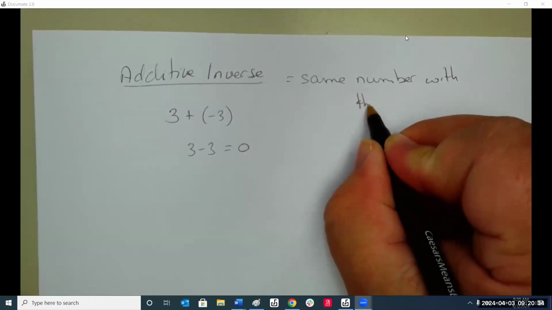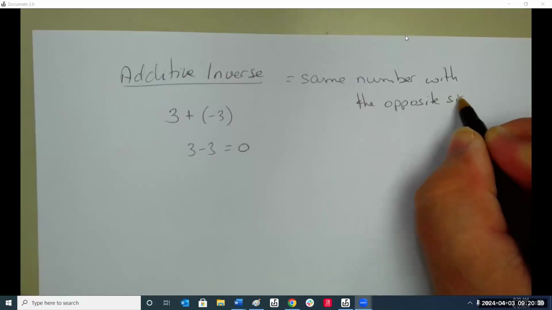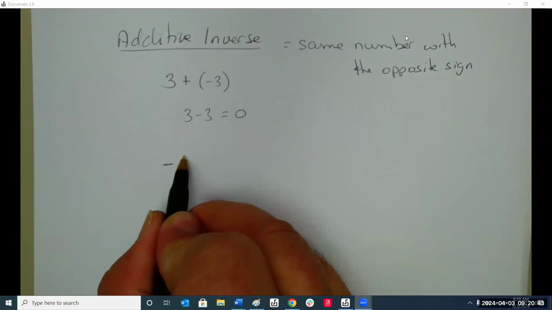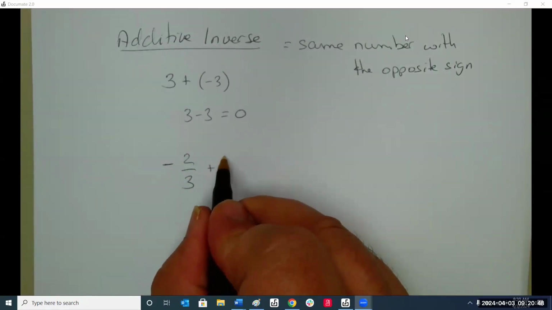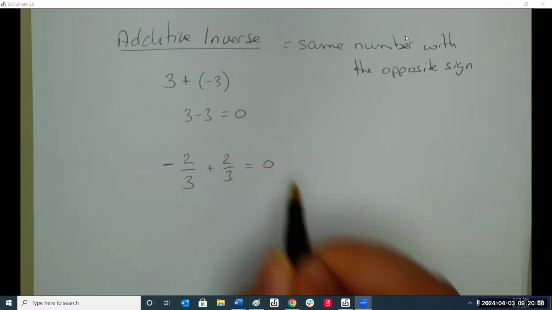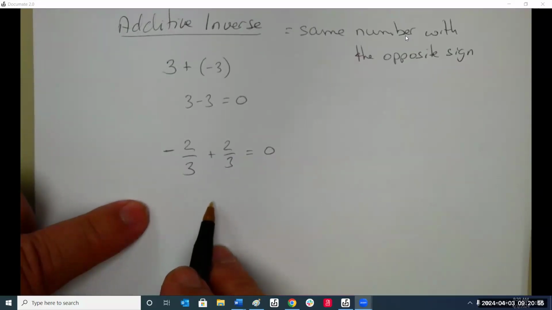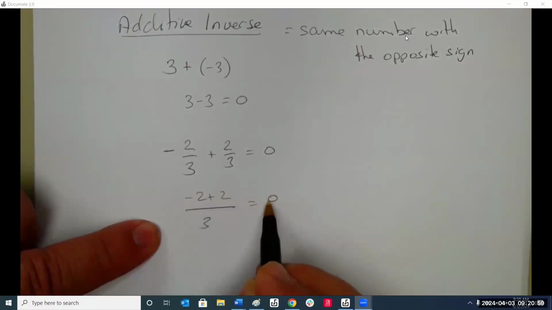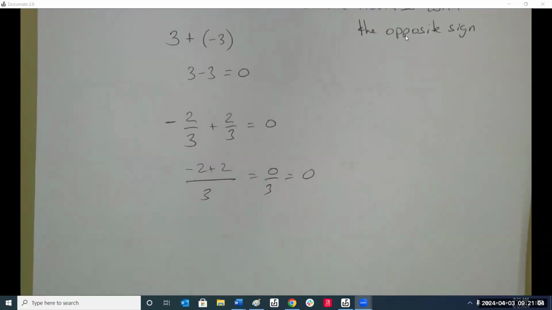With the opposite sign. So the additive inverse of negative two-thirds would be positive two-thirds. You see why it equals zero? Because we have a common denominator, we just take the top. As long as the top is equal to zero, the whole thing equals zero. You cannot have the bottom equal zero.